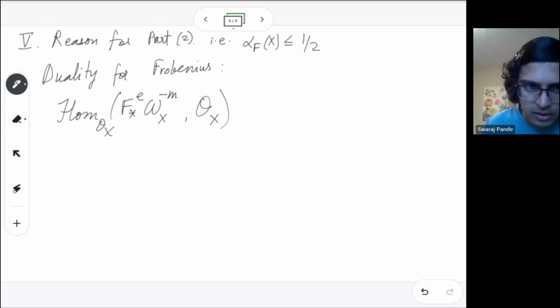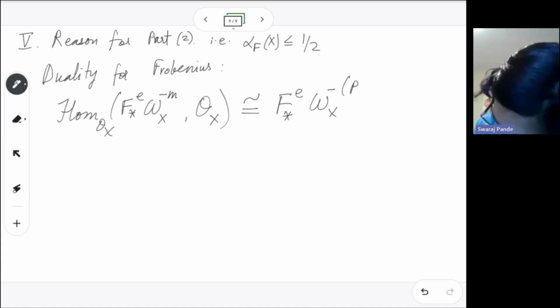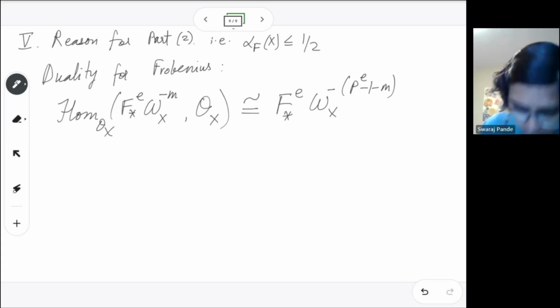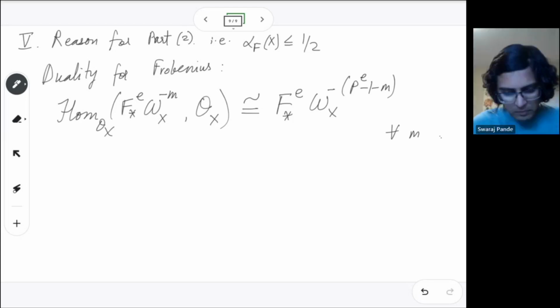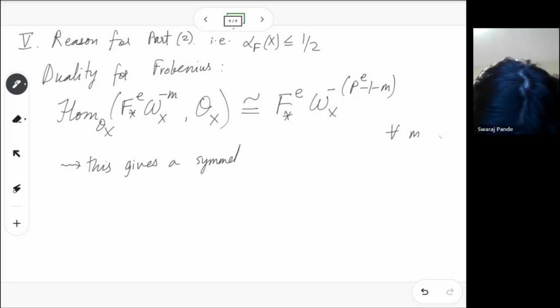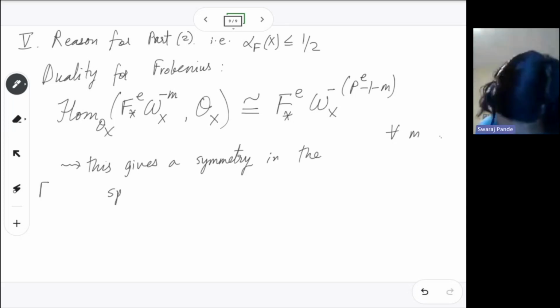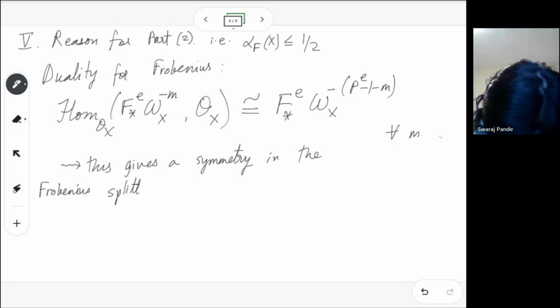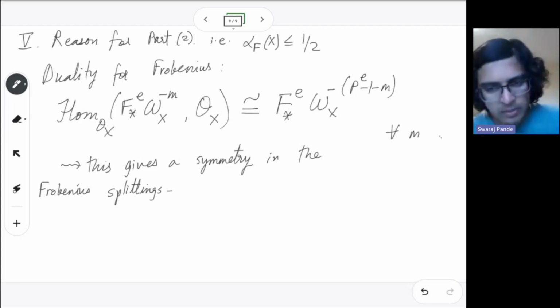Alright. So this is the sheaf dual, or the OX dual. This is isomorphic to the Frobenius push forward of negative of p to the e minus 1 minus n. It's true for every n. So this gives a symmetry in the splittings that we can have, let me call these the Frobenius splittings, which is the reason for the Frobenius alpha being at most 1/2.